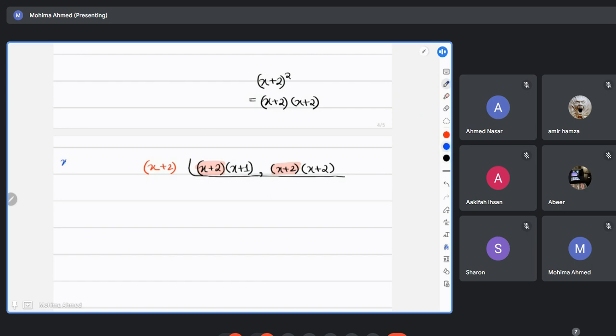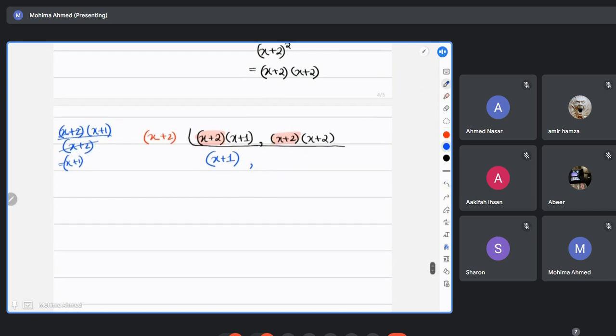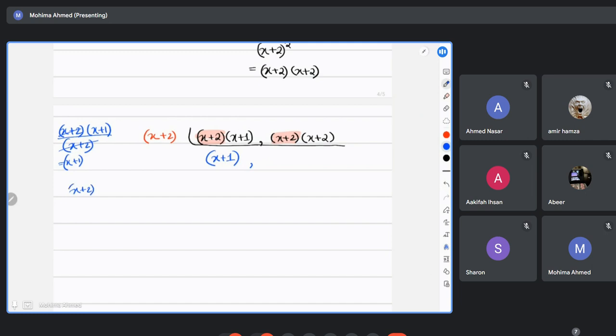This is how you can get the answers in this section. x plus 2, x plus 1 divided by the common factor x plus 2, so you get x plus 1. That's how in this part we get x plus 1. Then again, I'm going to do the same procedure for the second denominator. I divide the second denominator by the common factor. This will cancel out 1 x plus 2, but we'll still be left with another x plus 2. So x plus 2.